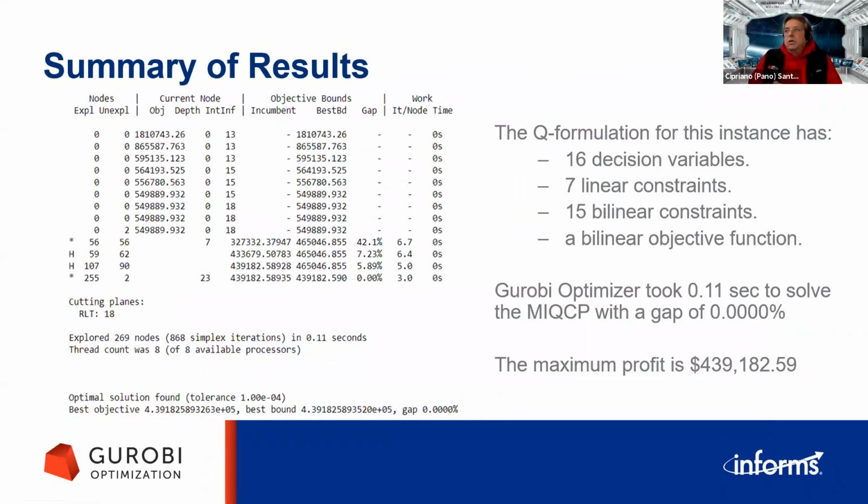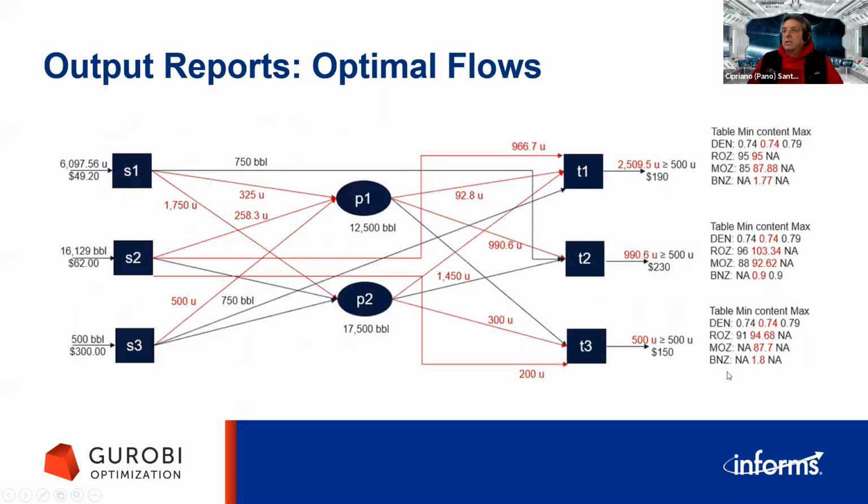This is the output from Gurobi, and for this particular formulation, it runs in a fraction of a second. The gap is 0. The model is relatively small, but if you use another formulation, you will see that the convergence is much slower. And this is the maximal profit that you can get.